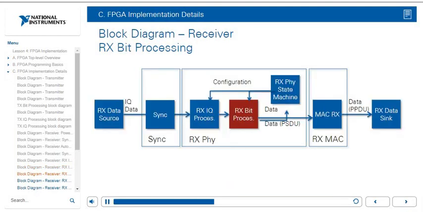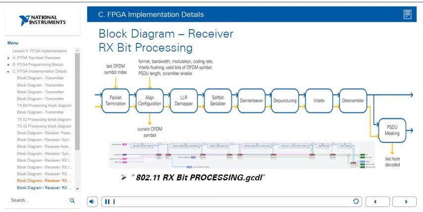Next, we will go over the RX bit processing block. This is the block diagram for the receiver RX bit processing module. This can be found in the 802.11 RX bit processing.gcdl block. The RX bit processing chain deinterleaves, decodes, and descrambles the data. It provides the receive bits to the RX PHY state machine and the PSDU bytes to the Mac.